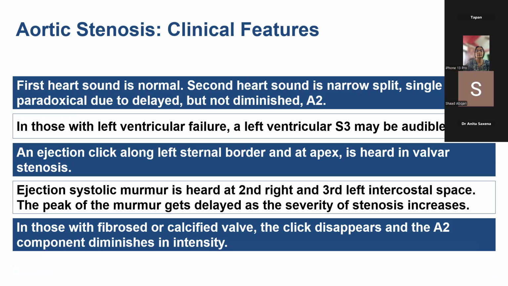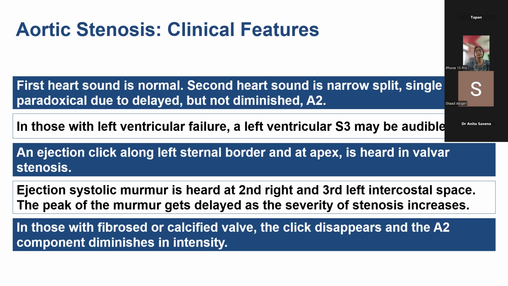But again, as I mentioned earlier, unlike pulmonary stenosis, the aortic component of the second heart sound is not reduced in intensity. So don't expect a soft A2 in AS. In PS, P2 is soft. So as long as the aortic valve is not calcified, A2 is going to be normal in intensity. In those who have left ventricular failure, obviously you will have a left ventricular third heart sound. Ejection click would mean it is valvular stenosis.